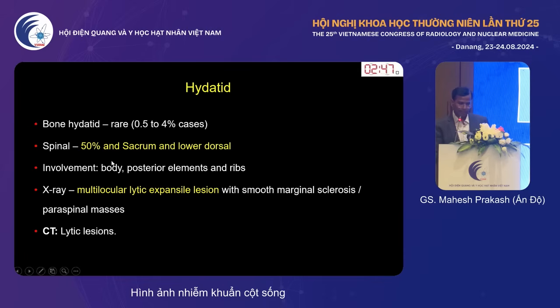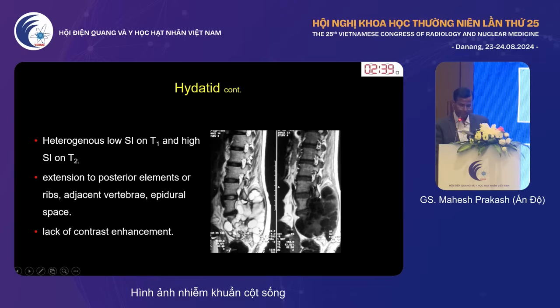Usually in the spine, 50% are found in the sacrum, and usually show multilocular cystic lesions. So see here, there is a multilobulated, multicystic lesion which is T2 hyperintense and T1 hypointense. Similar to hydatid anywhere in the body, they appear T2 hyperintense, and they usually lack contrast enhancement. So you should remember these points: T2 hyperintensity, multiloculated lesions, and the lack of enhancement. If these features are there, then probably you are dealing with a hydatid cyst.